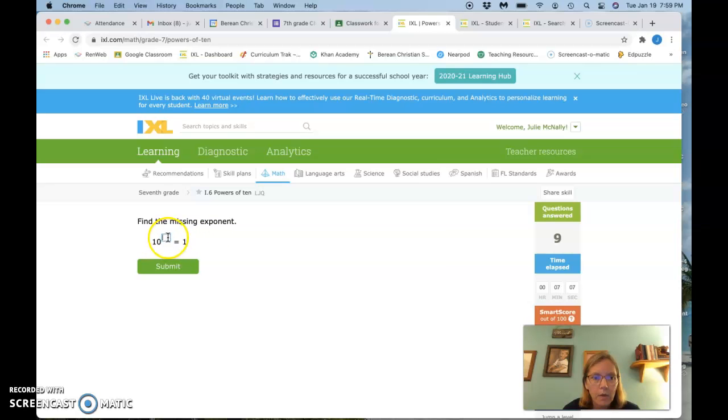All right, so no zeros means it's 10 to the 0 power because there are no zeros after that 1. And then, this is pretty much the same. So you're just counting zeros mostly, okay?